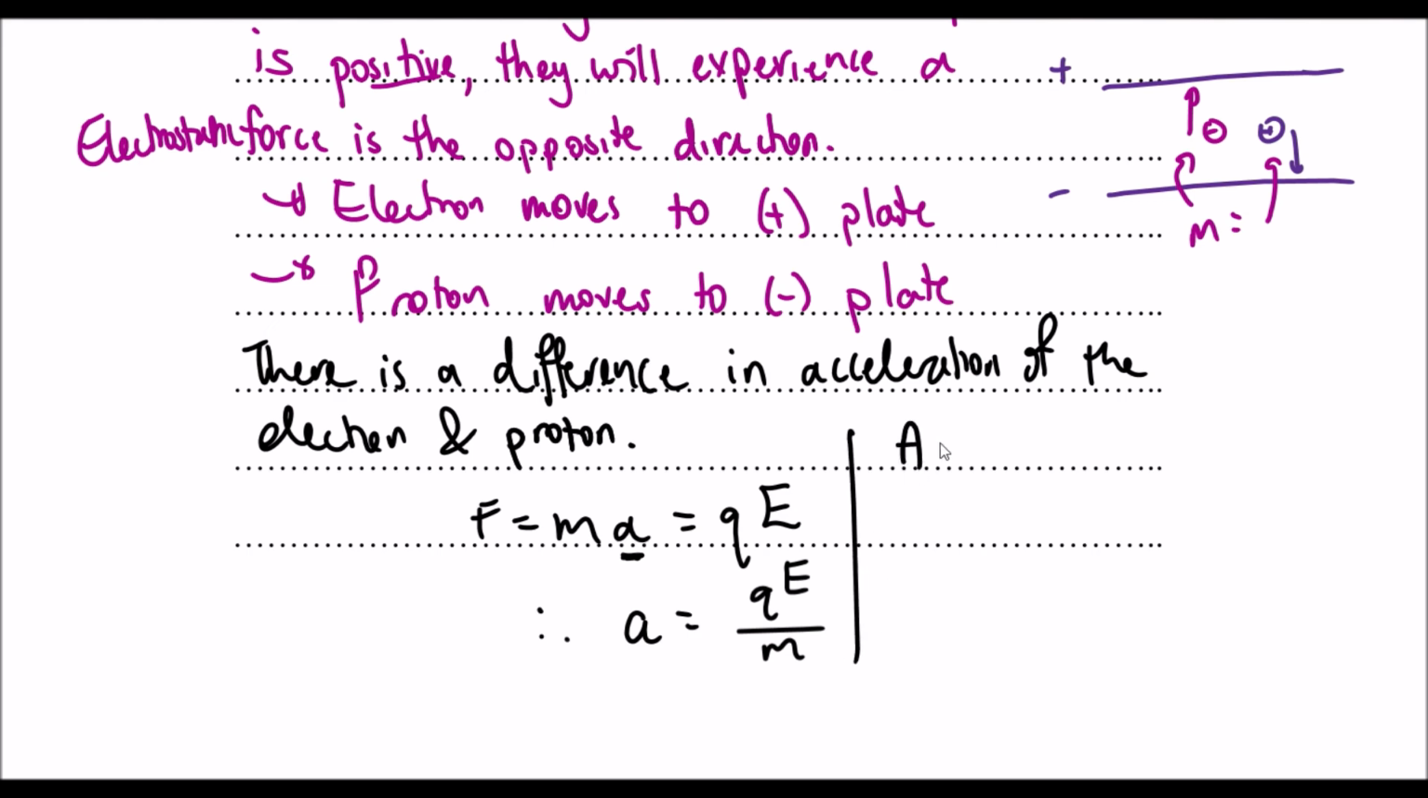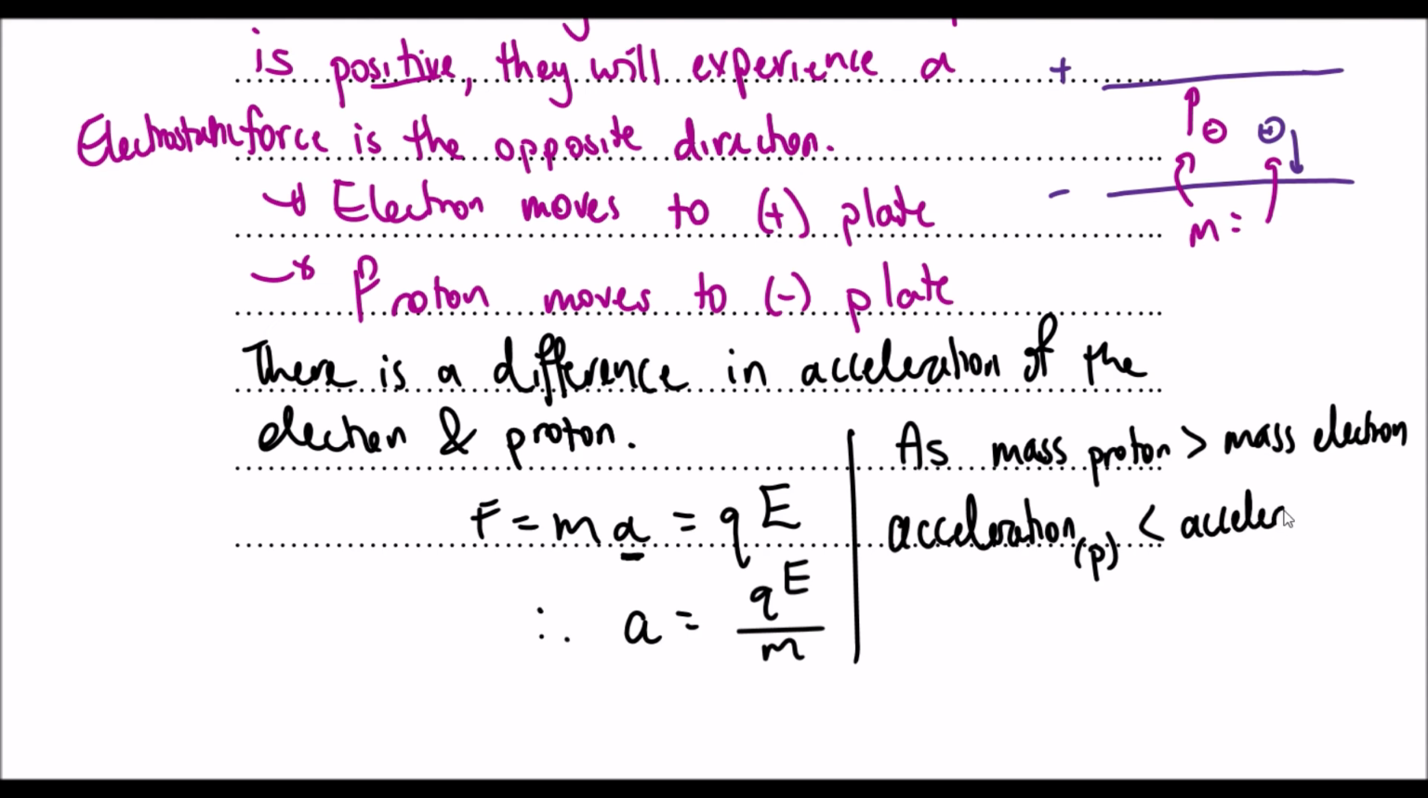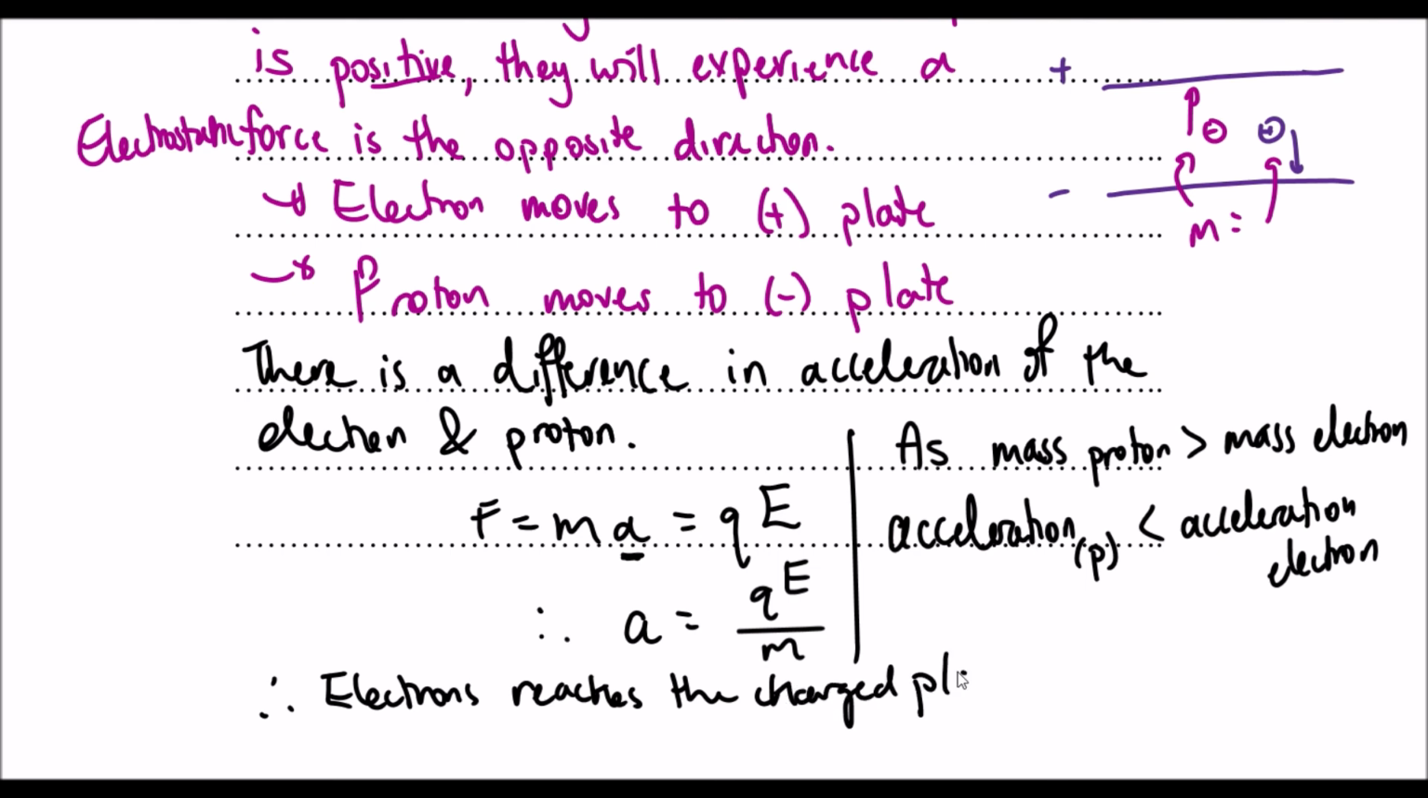So as the mass of the proton is bigger than the mass of the electron, the acceleration of our proton is smaller than the acceleration of our electron. So what we can say is the electron reaches the charged plate faster than the proton. And that's how you solve this problem here.